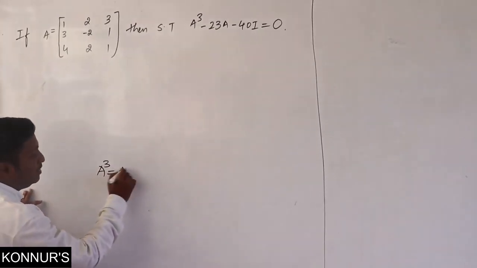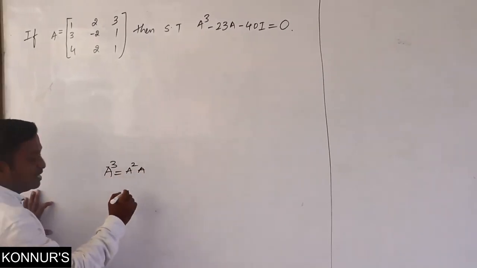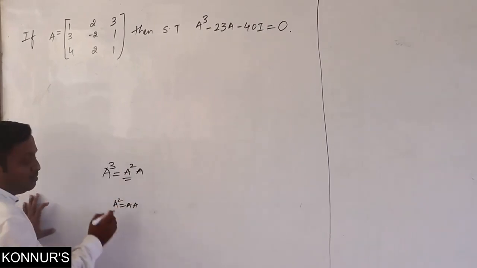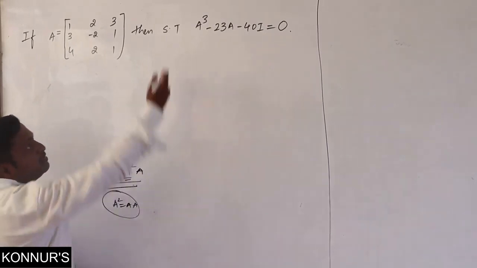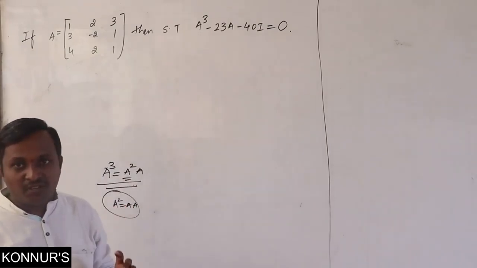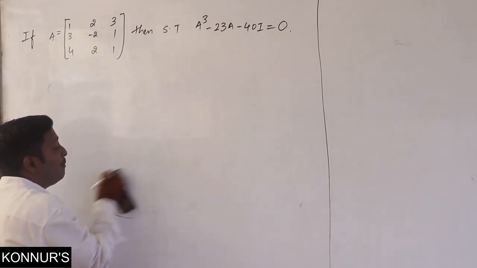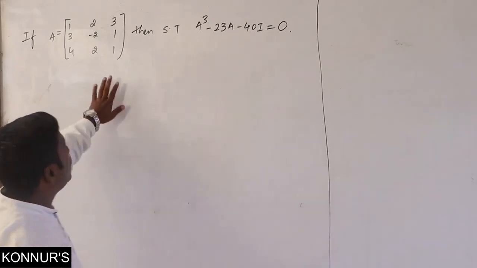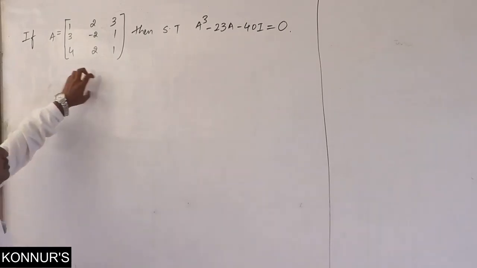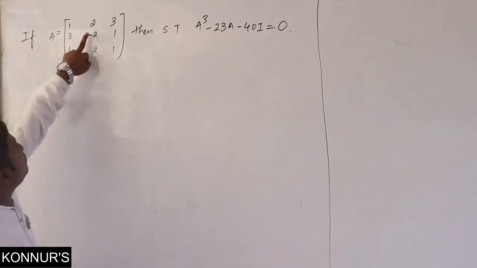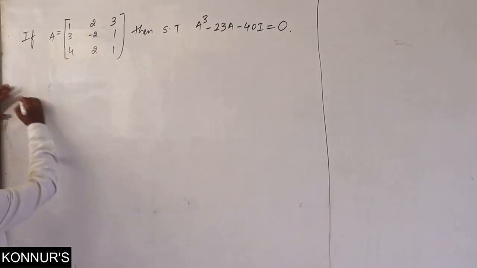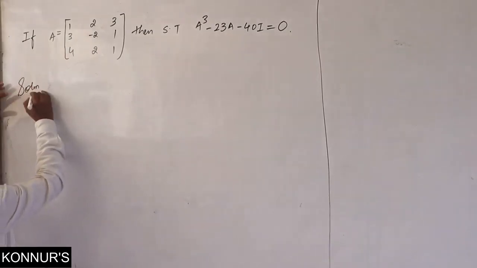A cube is nothing but A square into A. A square is nothing but A into A. First I will do A square, then A cube, then we can substitute in the equation. You have to show that it is equal to the null matrix. Be careful when we solve. Writing the question is very important, because if I didn't mention the minus 2, you won't get the solution. Just be careful. Let us write it first.